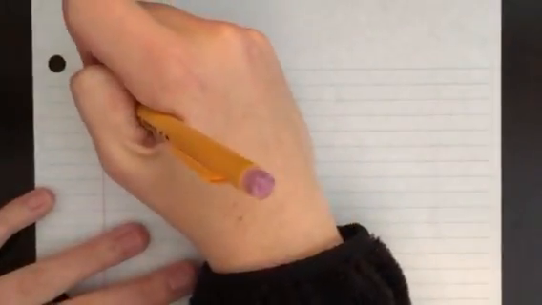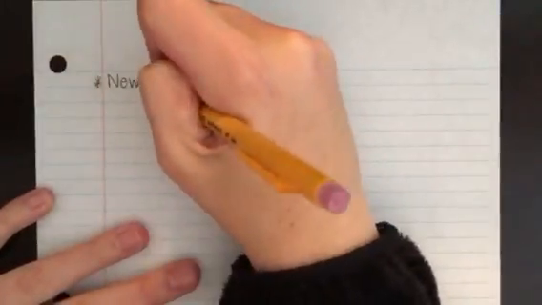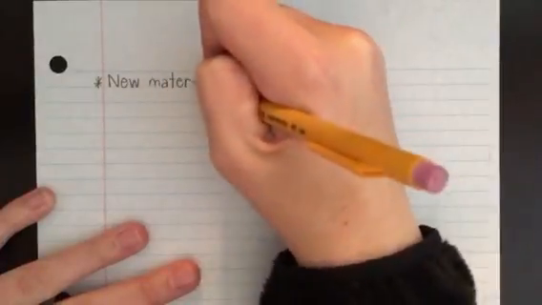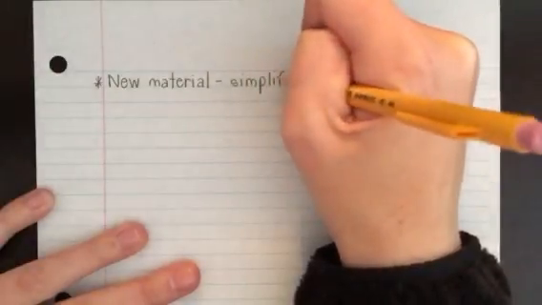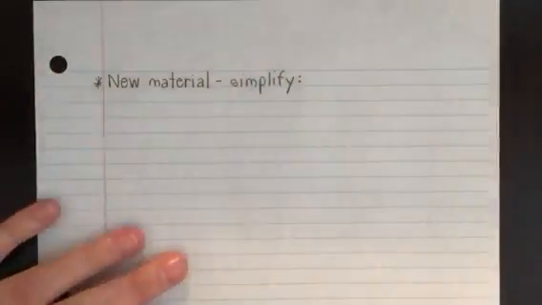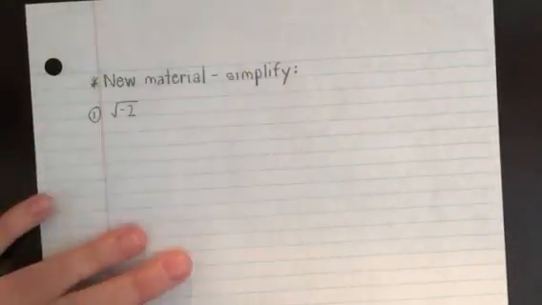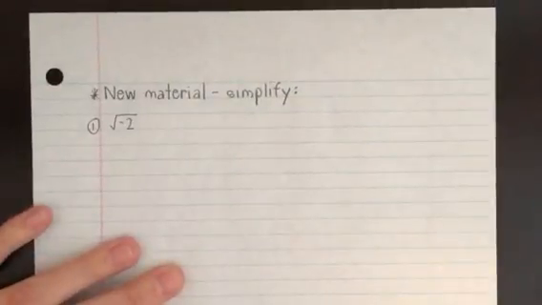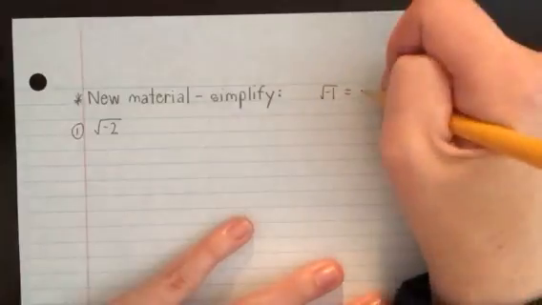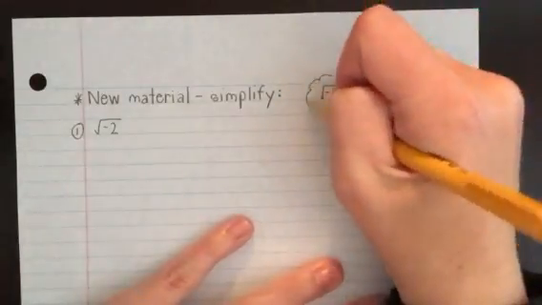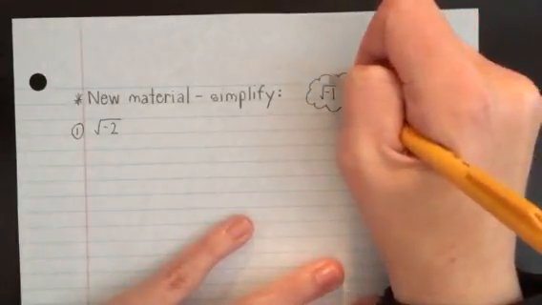All right, let us look at something a little different. New material, and I still want you to simplify. Number 1, square root negative 2. Before I tackle this, what you need to know is the square root of negative 1 equals what we call I. It's an imaginary number.